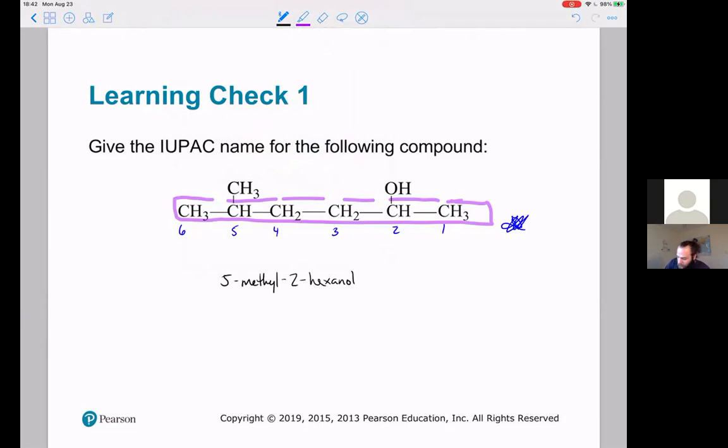Okay, I just want to point out, because we did one example like this, so let's just make sure we know how to do it. What if there was a second OH group on this carbon? That would be 5-methyl 2,2-hexane diol, right, where I keep the E. So for a single alcohol group, I drop the E, replace it with OL. If there's more than one alcohol group, diols, triols, you're going to keep the E and then put in that prefix di or tri or whatever it is.